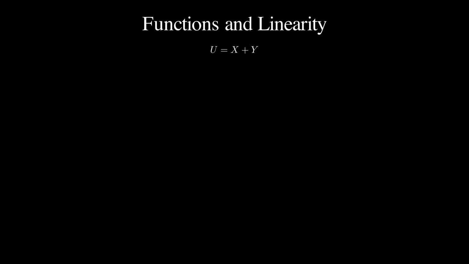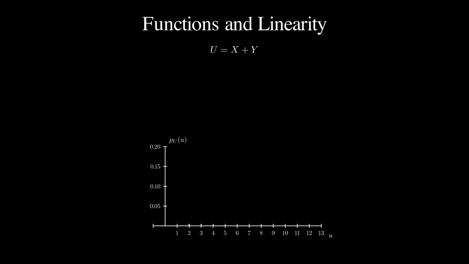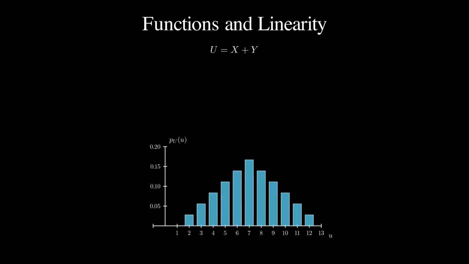Functions ride along exactly as they did for one variable. Roll a blue die and a red die and let U be their sum. U is a random variable, and its PMF sums the joint over the pairs that produce each value, the diagonals of the 6x6 table. 2 comes from one pair, 7 from 6 pairs, and 12 again from a single pair. The familiar triangle of the two dice sum, straight from the joint.